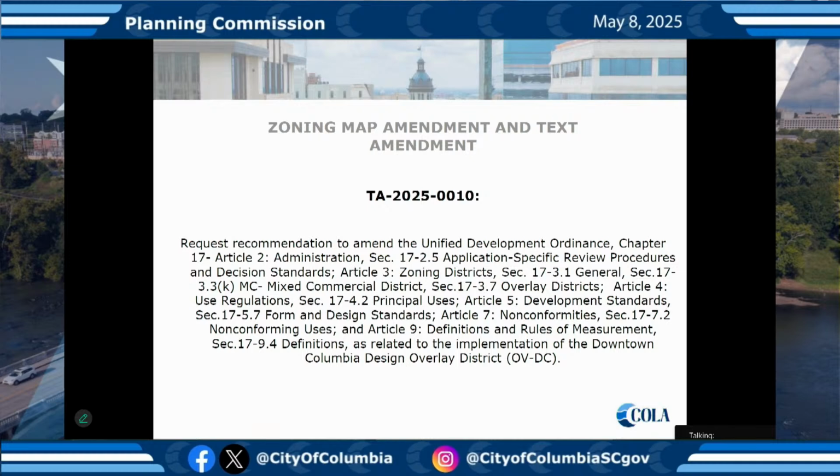And then we need a second motion as well, a text amendment motion? One more motion. Oh, okay. Yeah, I'm ready. I thought you got them both, sorry. Mr. Chair, I move that we approve text amendment ZTA 2025-0010 Downtown Columbia Design Overlay District. I'm good. Got a motion? Can we get a second? Second. All right. All those in favor signify by saying aye. Aye. Any opposed? Motion passes.